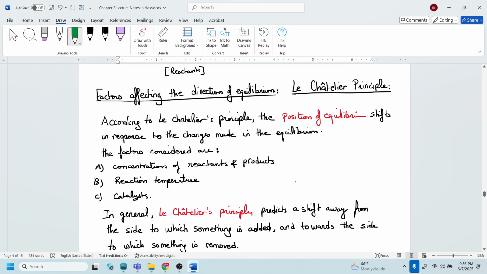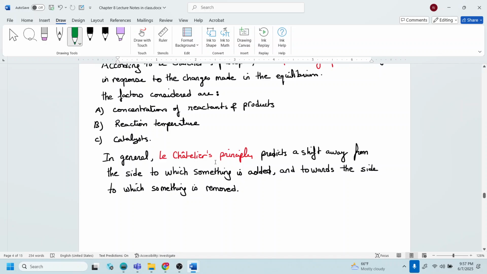Le Chatelier's principle. Le Chatelier was a scientist who discovered that if a system at equilibrium is disturbed, it will shift in a direction to minimize the disturbance and restore equilibrium. There are factors that affect the direction of the equilibrium, and the factors are the concentration of the reactants and the products, the reaction temperature, and the catalyst.